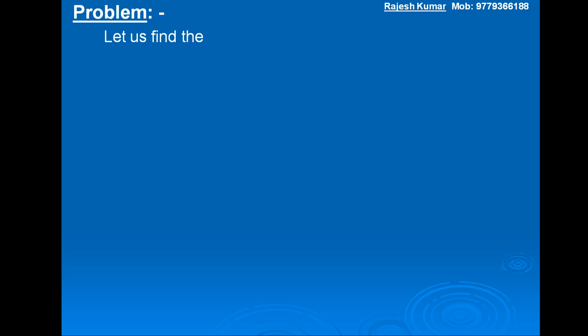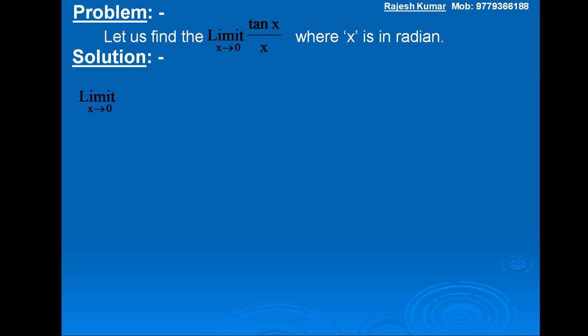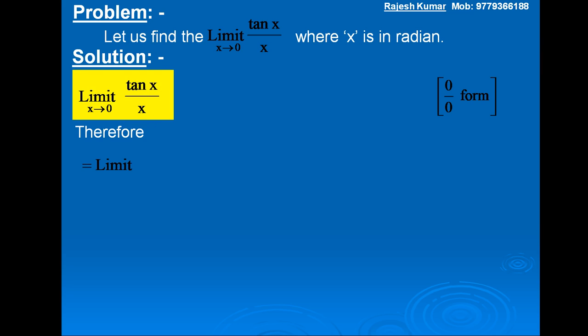Now problem: let us find the limit x approaching 0 of tan x upon x, where x is in radian. Now solution: limit x approaching 0 of tan x upon x, because at x equal to 0, tan x upon x is equal to 0 upon 0, because tan 0 is equal to 0. Therefore, it is the case of 0 upon 0 form. Therefore, this becomes equal to limit x approaching 0 of, because tan x is equal to sin x upon cos x, put this value, sin x upon cos x into x in the denominator.